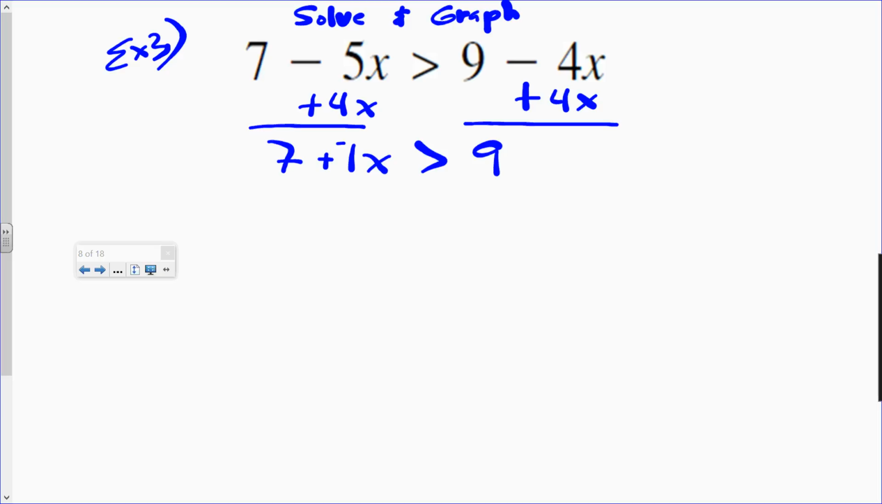So we've got to start proceeding to isolate x. Let's get x alone. Let's undo addition. So I'm adding the 7, so I'll subtract the 7 from both sides. Bring down the greater than symbol. So I have a negative 1x greater than positive 2, right?